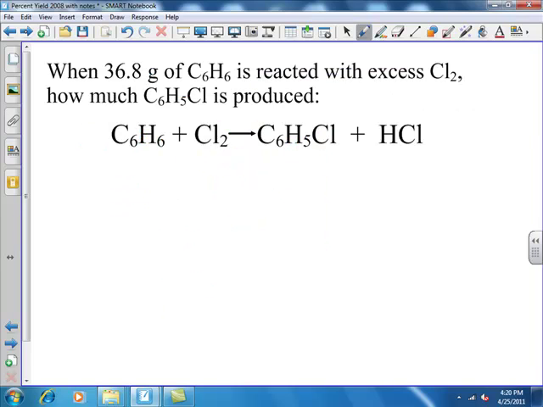So, let's see how this would be in a problem. Here I have a problem that says 36.8 grams of C6H6 is reacted with excess chlorine, and I want to know how much C6H5Cl is produced. So this is really back to a traditional mass-to-mass problem. I just want to do a mass-to-mass with that. So go ahead and set that up. This is good practice, that's why we're doing it.